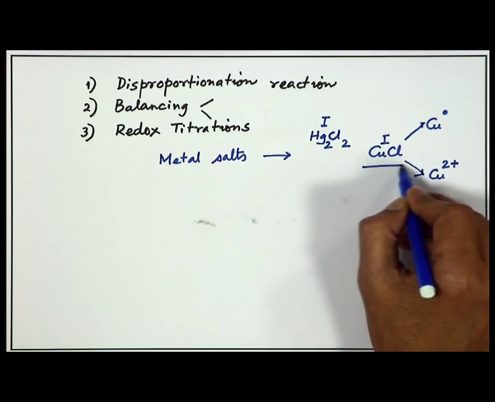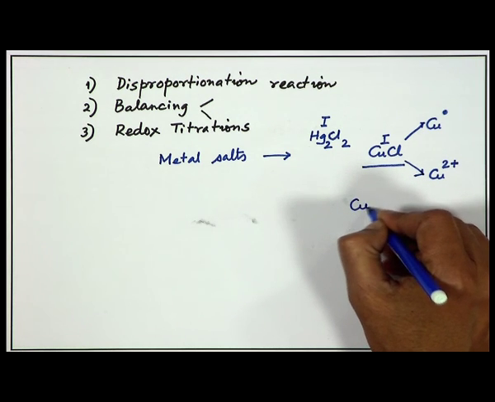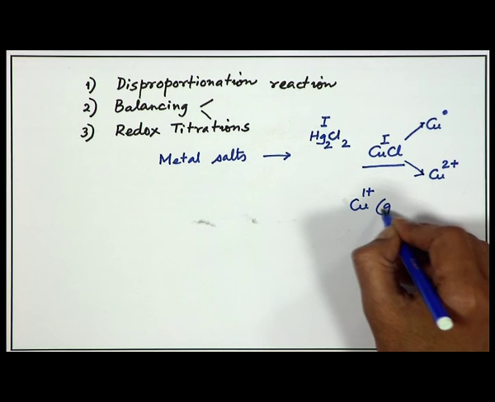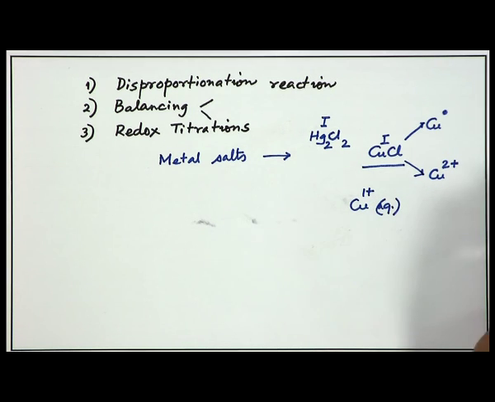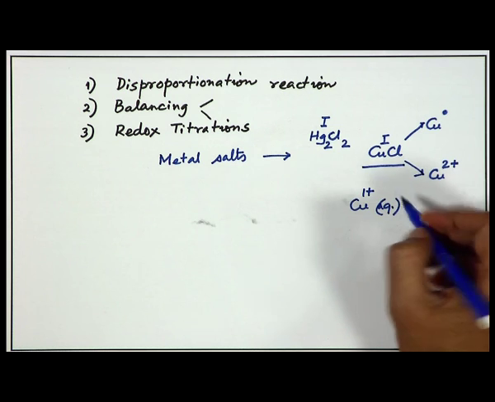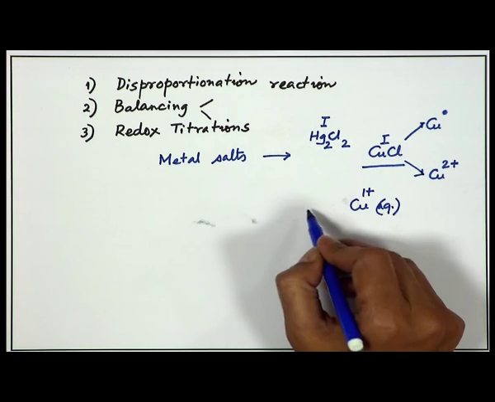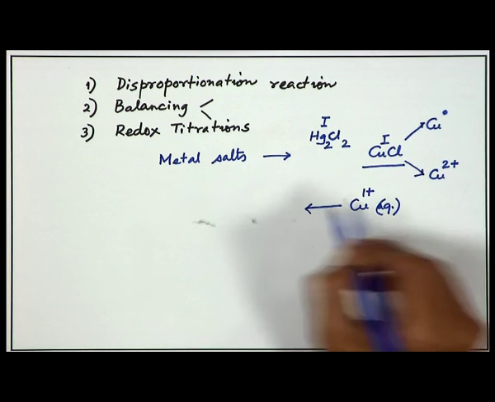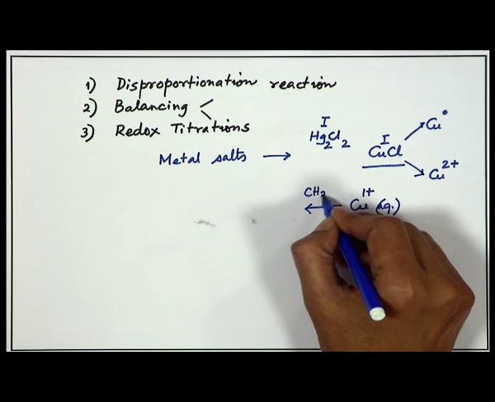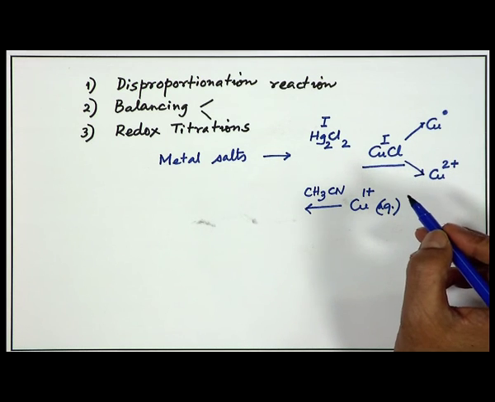So, there is stabilization of this as copper chloride. If this is present as the cuprous ion in aqueous solution, we have to stabilize it by some special condition. Sometimes we can take a non-aqueous medium, that means some solvent, which can be CH3CN, a commonly known solvent, acetonitrile.